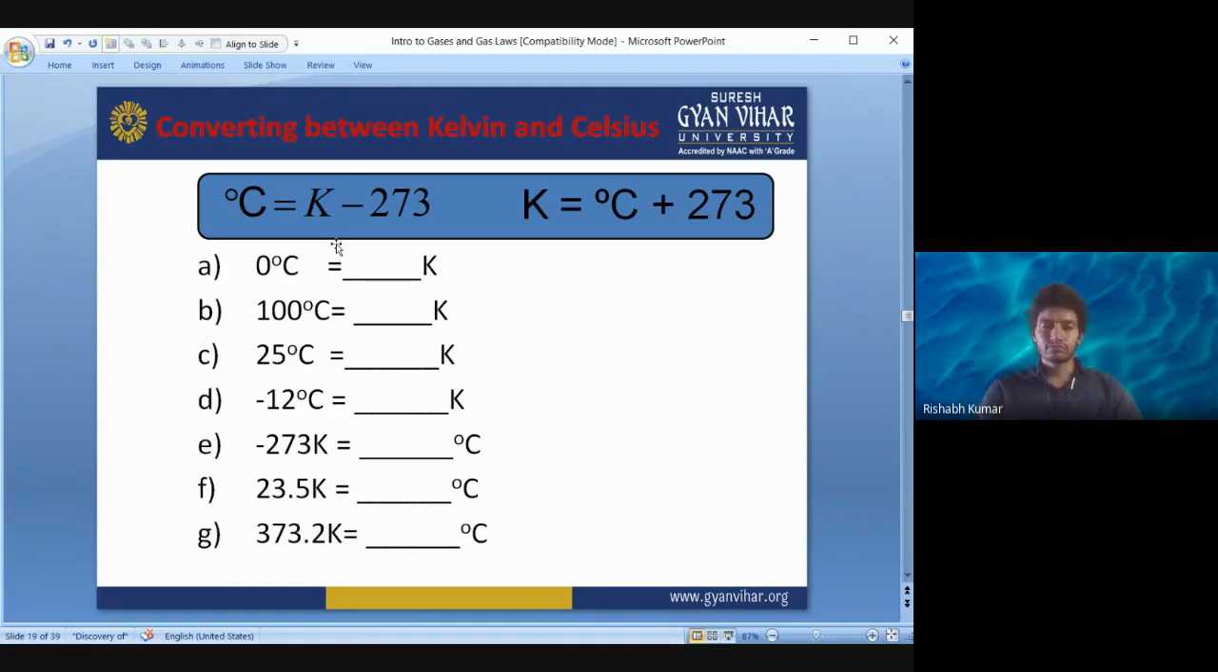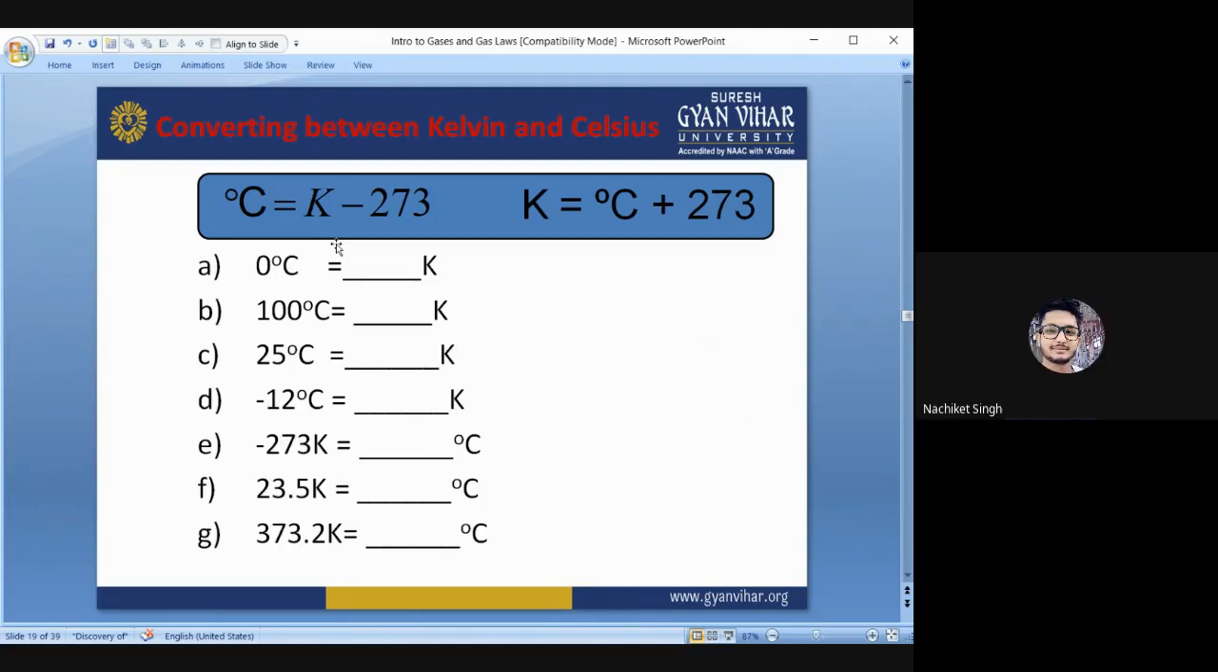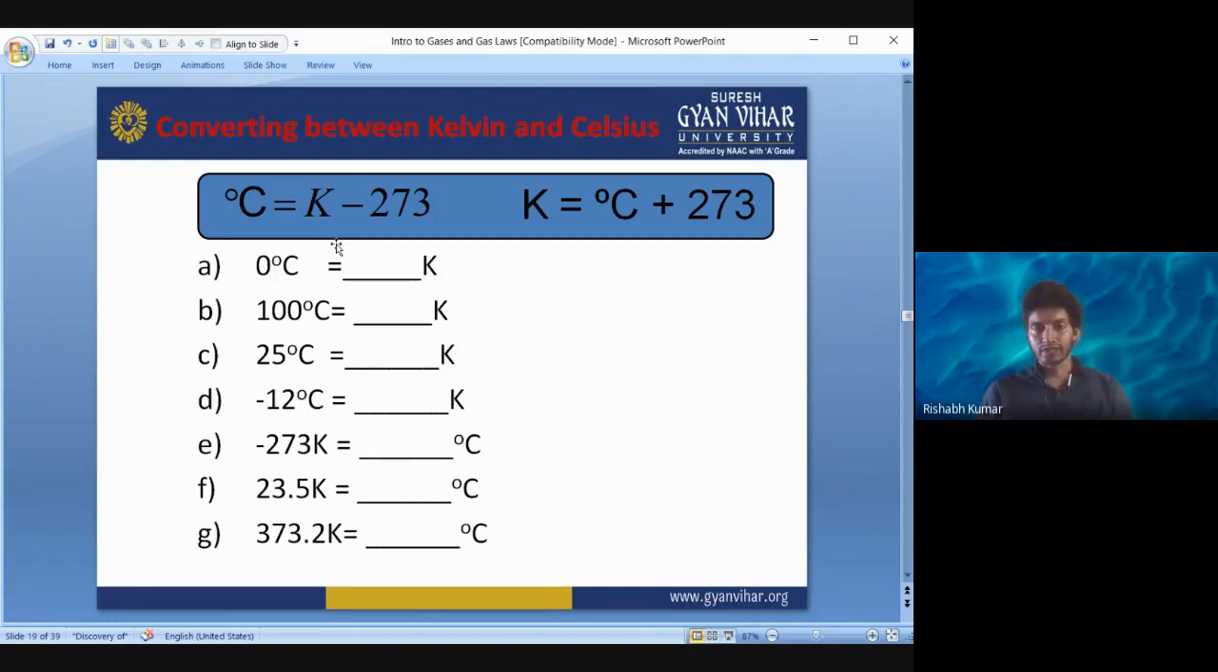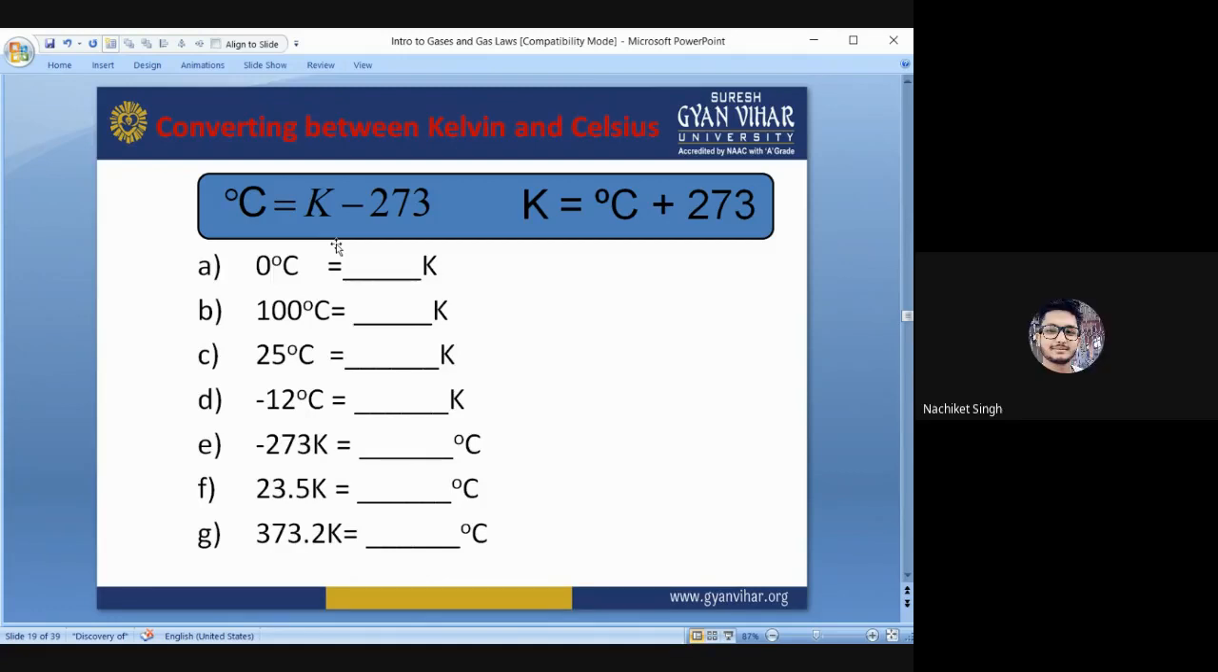Nachiketa, how many Kelvin will be equal to 25 degrees Celsius? Nachiketa, can you hear me? Yes sir, I can hear you. So tell me, 25 degrees Celsius would be equal to how many Kelvins? 273 plus 25, I think. Yes, 298. 298, okay. So that's how you're going to calculate.